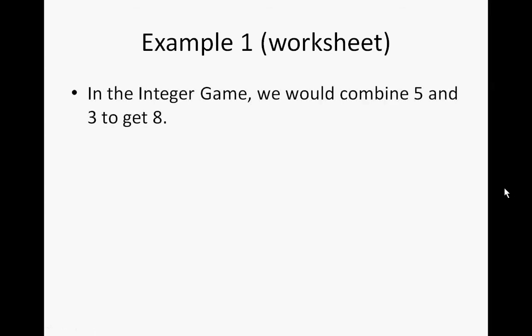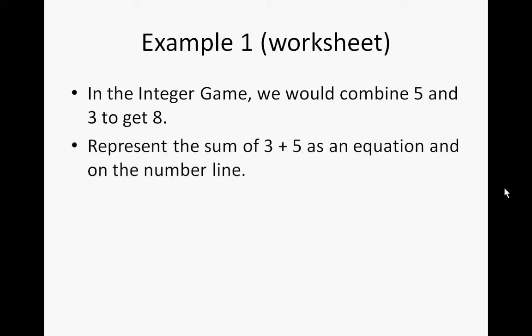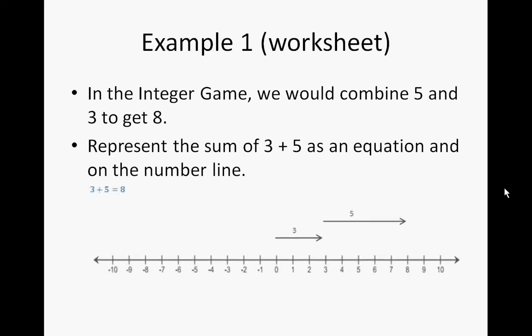So in the integer game, we would combine 5 and 3 to get 8. Represent the sum of 3 plus 5 as an equation on the number line. So go ahead and do that on the number line on the worksheet and then continue the video. All right, so you should have 3 plus 5 equals 8. You'd have a vector of 3 units long pointing to the right, added with a vector of 5 units long pointing to the right, and your ending spot would be at +8.